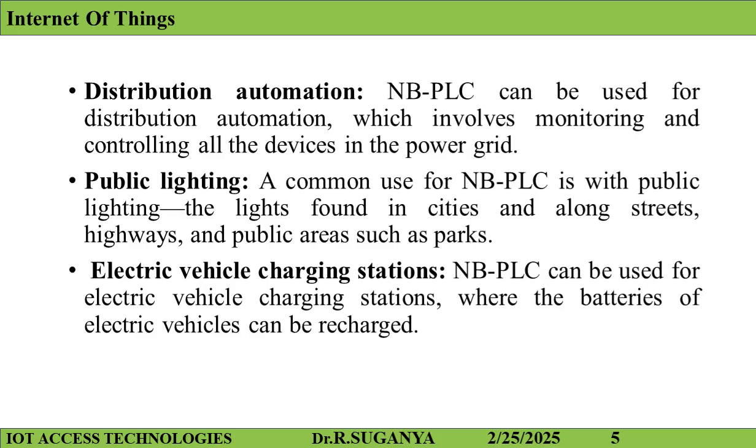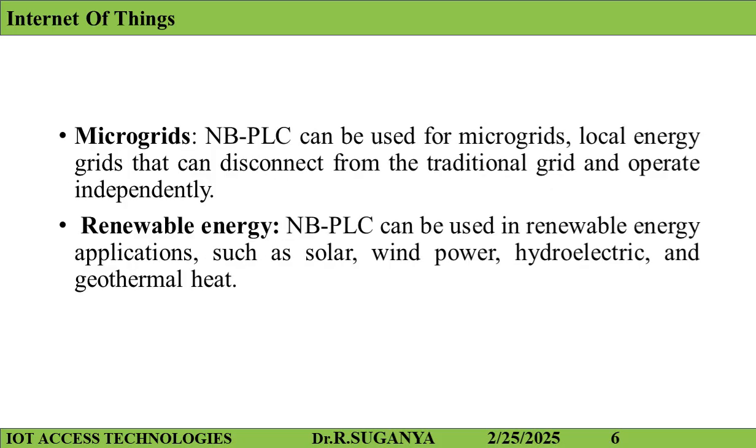So it can be used for electric vehicle charging stations, where the batteries of electric vehicles can be recharged. Microgrids: NB-PLC can be used for microgrids, local energy grids that can be disconnected from the traditional grid and operate independently. Renewable energy: NB-PLC can also be used in renewable energy applications such as solar, wind power, hydroelectric, and geothermal heat.